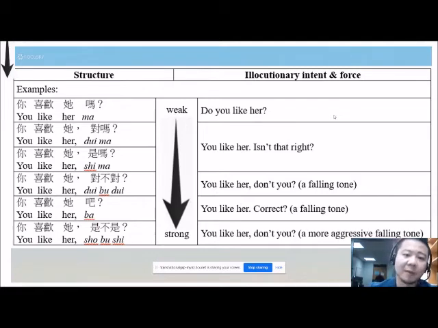For example, when we have this one, 你喜欢他对不对? I know we have a number of Chinese speakers today. 你喜欢他对不对? 你喜欢他吧? 你喜欢他是不是? When we actually read it out, you can feel that the tone is different. That means the illocutionary force is different.